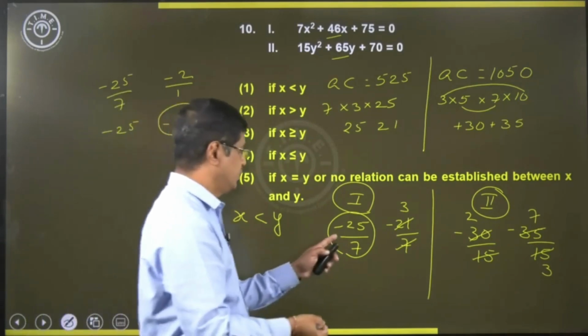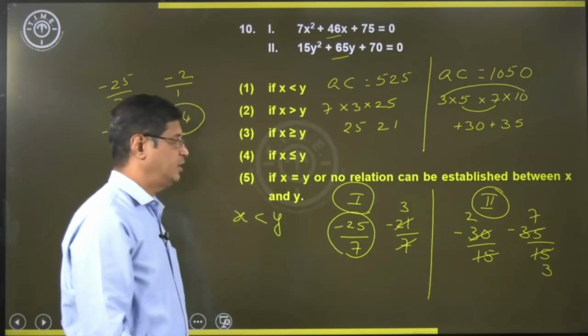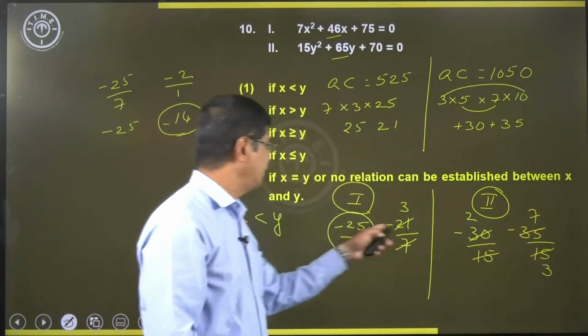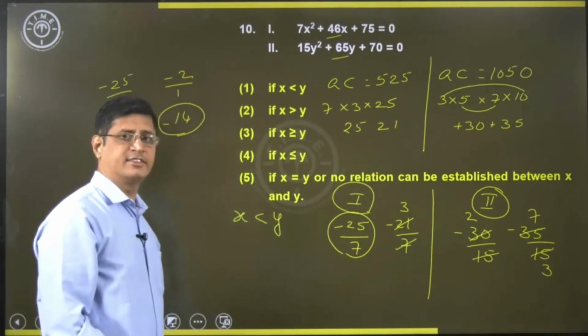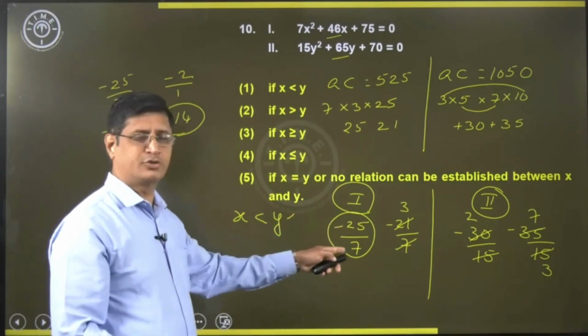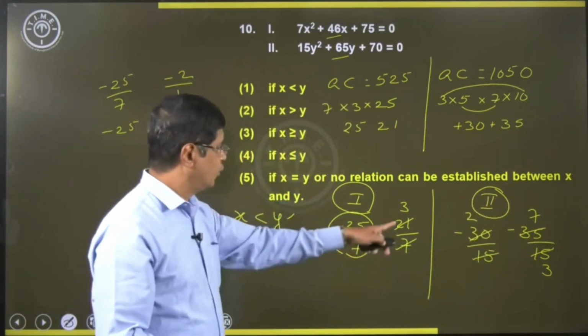Now look at the next one. Minus 25 by 7 and minus 7 by 3, which is greater? 7 into 7 is minus 49, 3 into 25 is minus 75. So x is less than y. Okay. Now the value of minus 25 by 7 is less than both the values of the second quadratic equation.